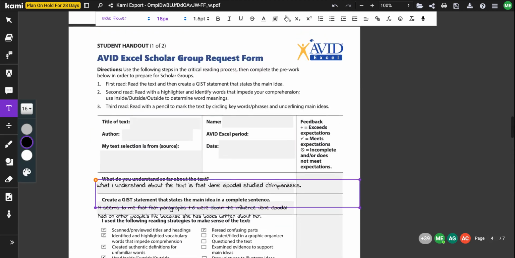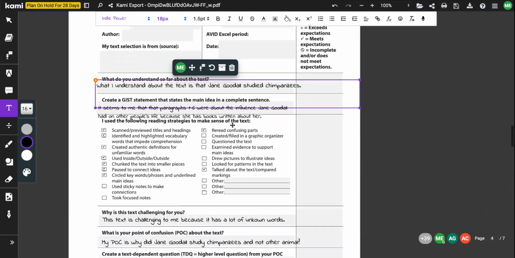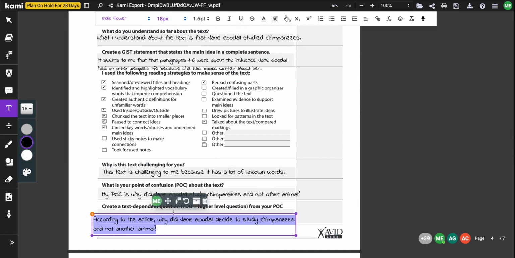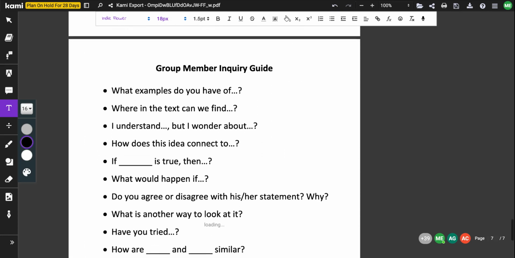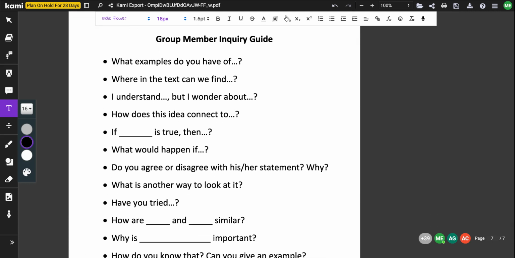So remember, you do have everything here. You have what you understand, you have your TDQ, you have your reading strategy. So you're just saying it out loud to the class members. So these are some of the questions that the group members can ask.